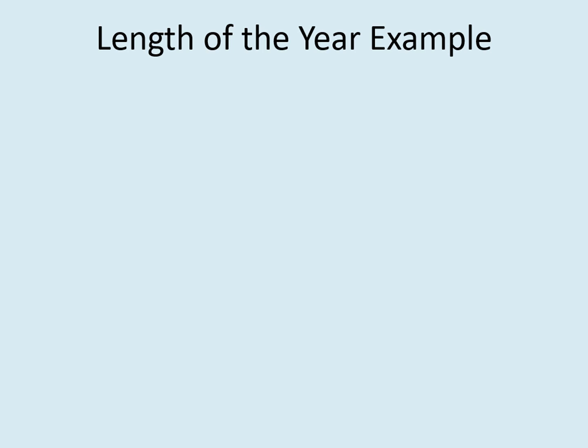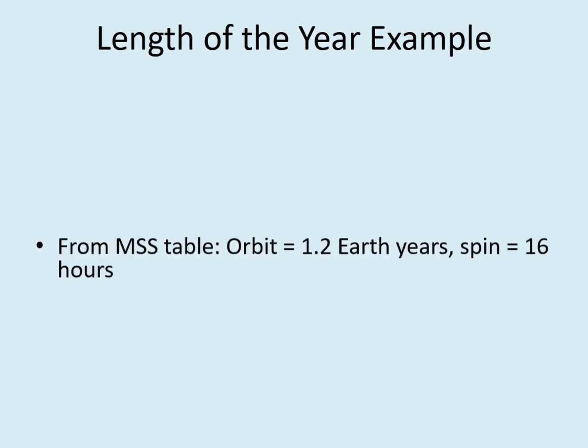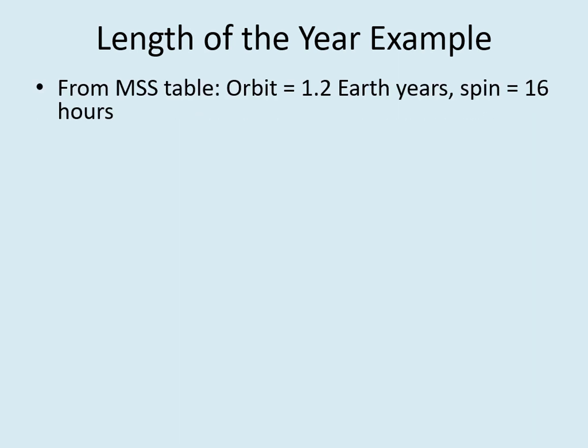Let's look at an example of finding the length of a planet's year. What makes this a bit of a challenge is that we have to keep track of a bunch of unit conversions. Let's consider a planet that has an orbit of 1.2 Earth years and a spin of 16 hours. Right away, we know that the planet's day is 16 hours long. That's our answer to Part A.